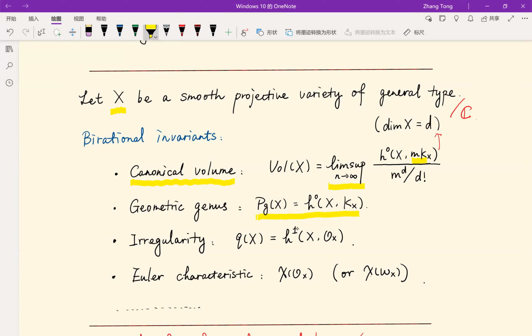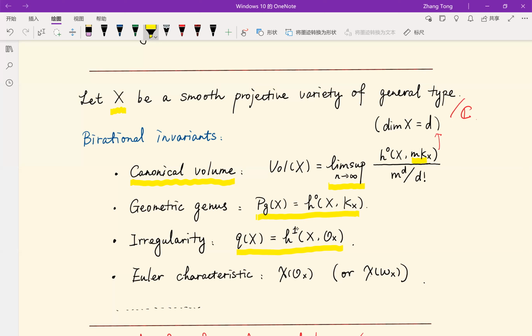This is always non-negative, but in some cases, this could be 0. And even if it's of general type. So, the third one is called irregularity. This is just the first cohomology of the structure sheaf, and this is H1 of OX.